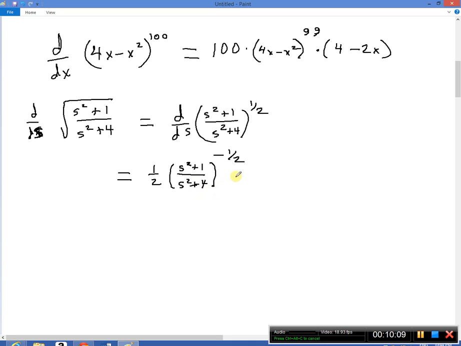But then the chain rule says, aha, now you got to multiply by the derivative of what's inside. So now you have to say, well, what am I dealing with here? And this is obviously a quotient. So you have to whip out the quotient rule.